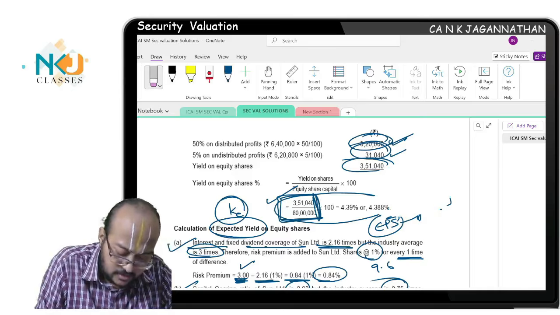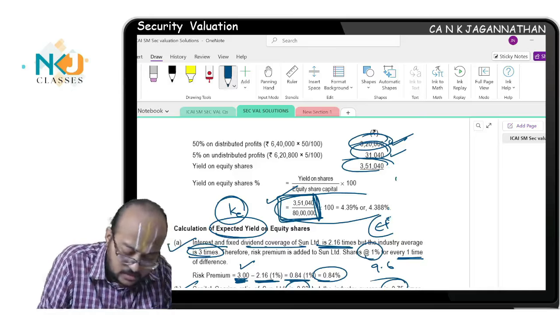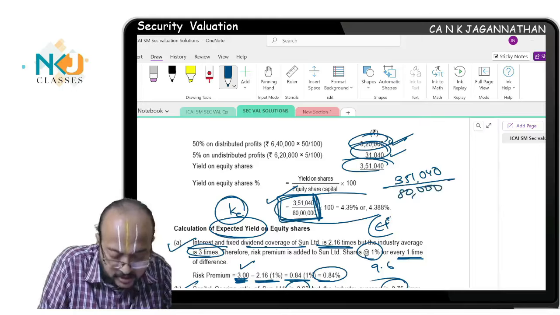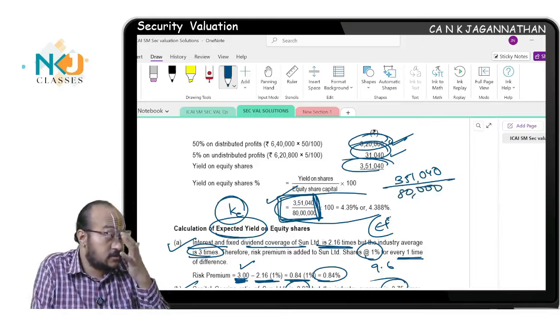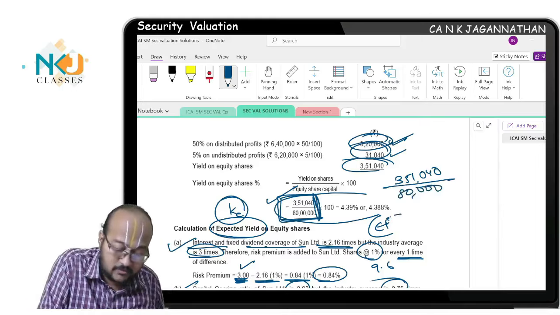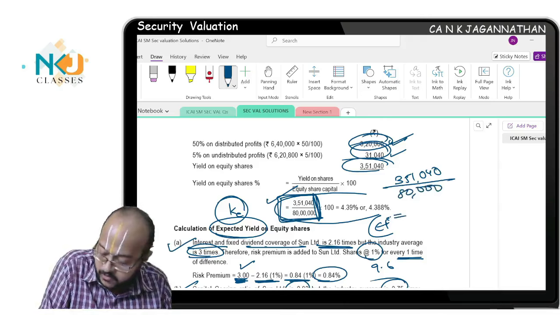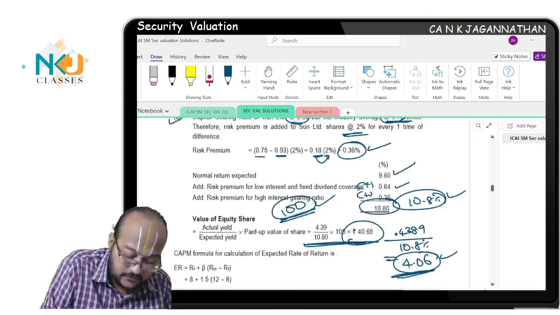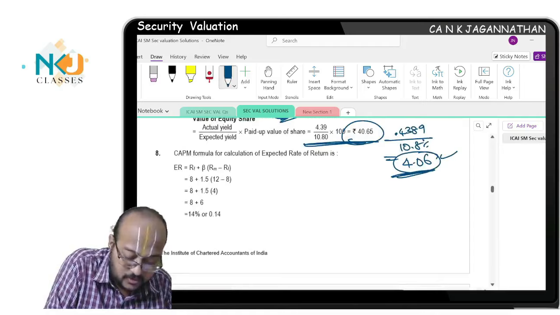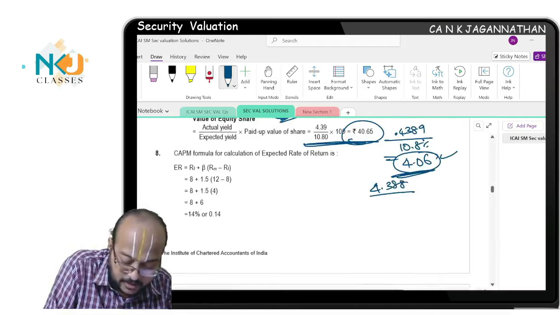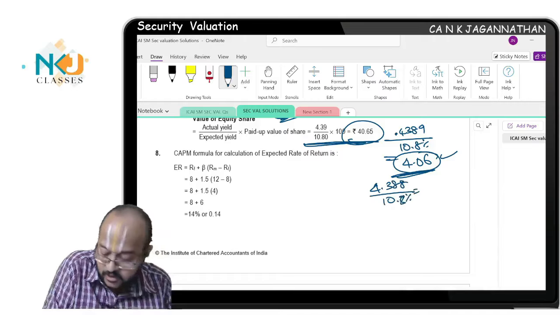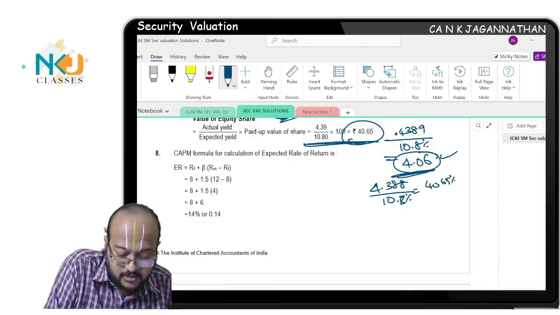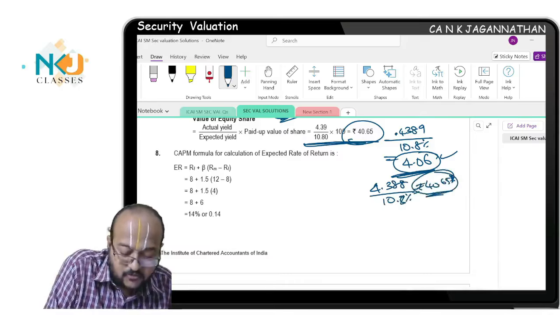Here we have no issues. 3,51,040 divided by 80,000. How much is the number? 4.388. This 4.388, if you discount by 10.8%, how much is it? Are you all getting 40.65? 40.65. This is the value per share.